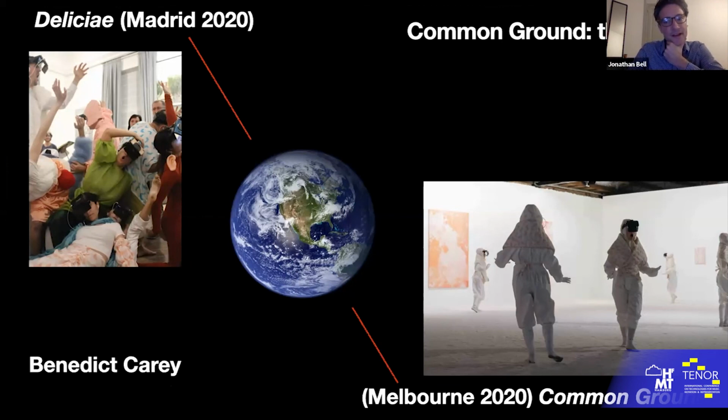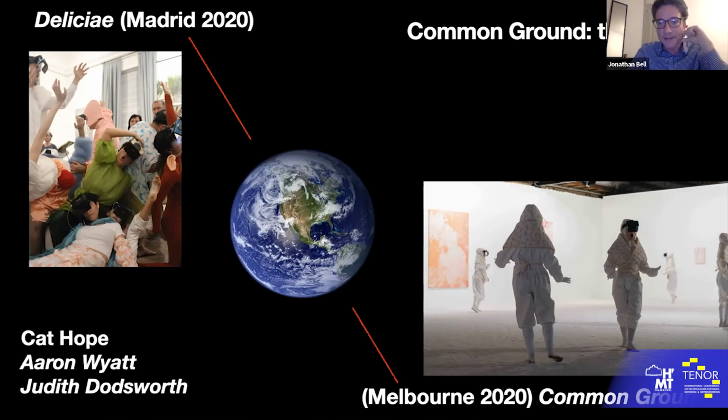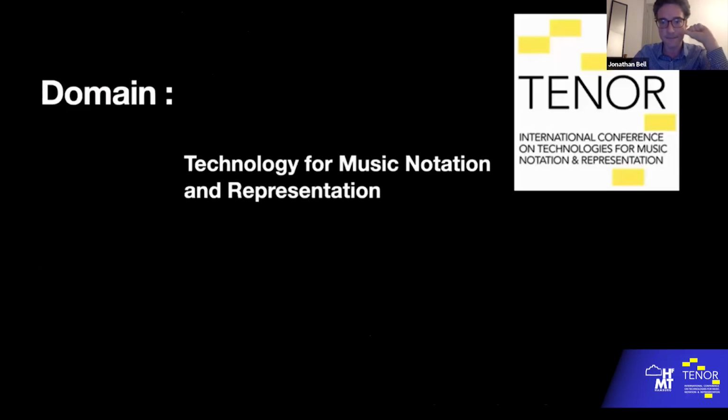Those pieces extensively use an idea I took from Ben Curry, an Australian student of Georg Hajdu. So this idea of head-mounted displays. I'd like to thank the Australians here, Kat Hope, Judith Dotworth, and Aaron Wyatt. Aaron, who's co-author on this paper, managed the score distribution and the update of the scores on the Raspberry Pi embedded server which, so to speak, directed or conducted the piece.